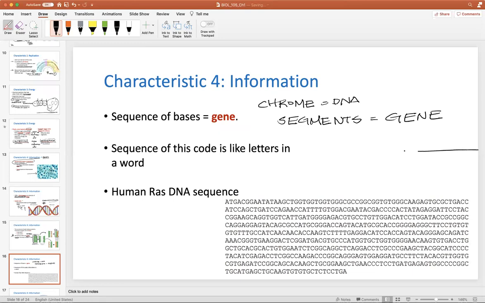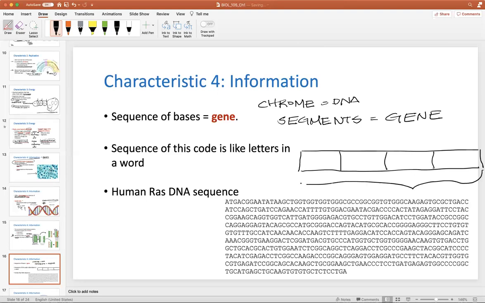So if we wanted to diagram this out in a very simplistic fashion, and you'll learn that this is not exactly how things look, but if we want to diagram this out, then this whole thing would be a chromosome, right? And this would be gene 1, gene 2, gene 3, and gene 4, right? So the sequence of DNA here, this segment is one gene, this segment's another gene, et cetera, et cetera.